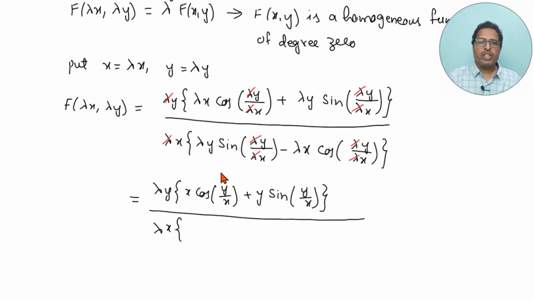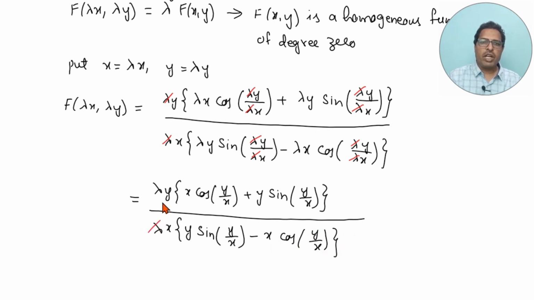Since lambda is removed outside, we are left with y sine of y by x minus x cos of y by x. Further we can see that this lambda and lambda will cancel out.